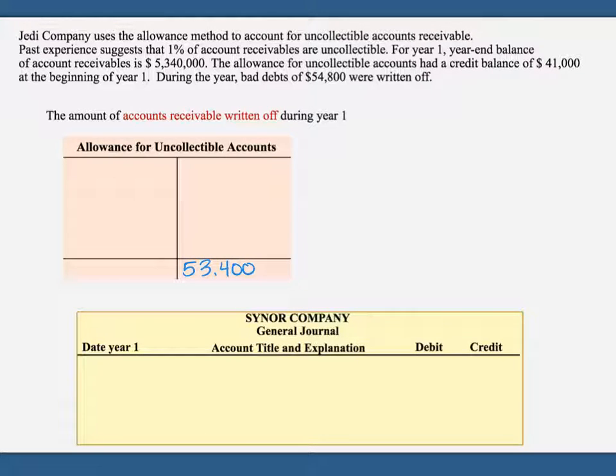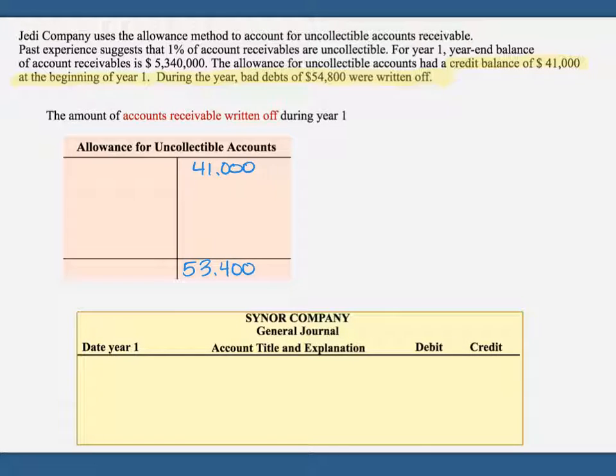In the problem, we're also told that the beginning balance is a credit balance of $41,000. So let's plug that in as well to the T account, $41,000. Next, the problem also tells us that during the year, bad debts of $54,800 were written off. So let's do that journal entry and then we'll post it to the T account.